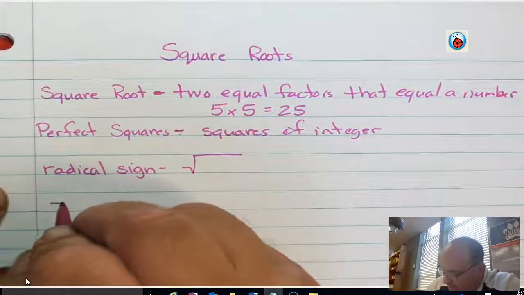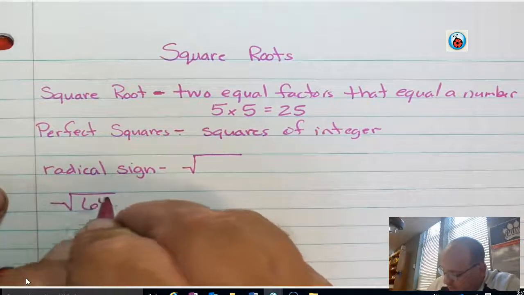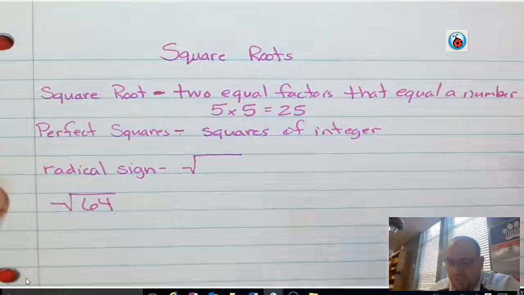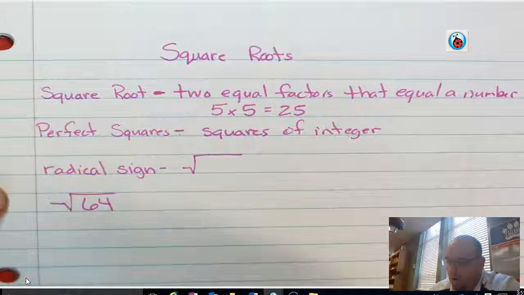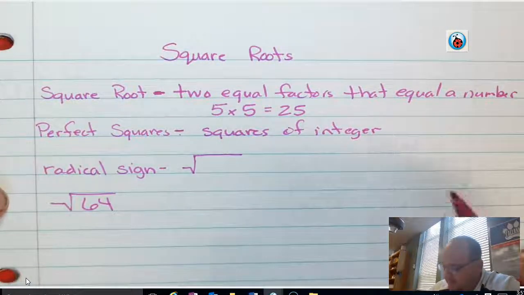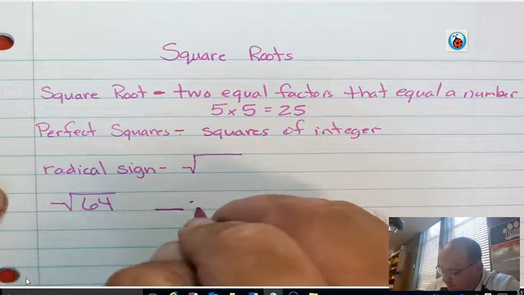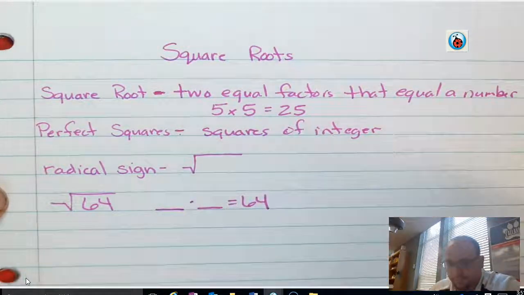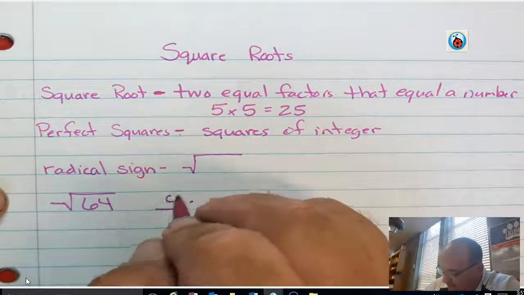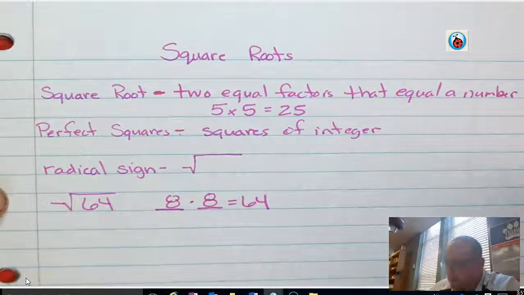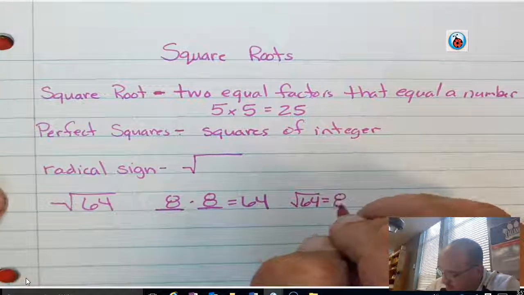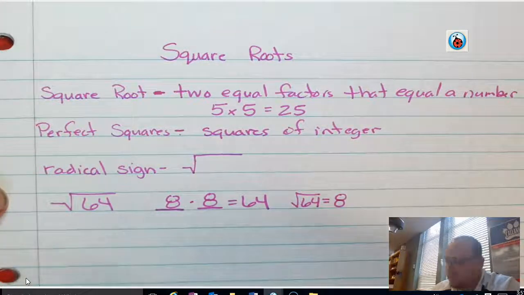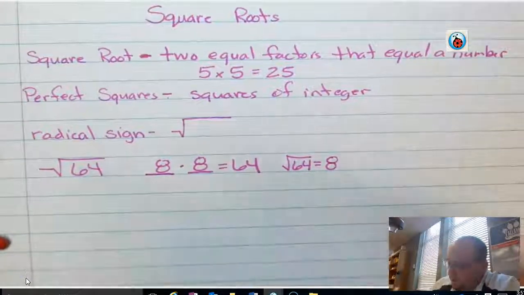So first example I have here is the square root of 64. If I use my calculator, I could punch in square root 64 and it would punch out what number times itself, or what 2 equal factors, would give you 64. I can also think about what number times itself will give me 64. Well, to answer that question, it's 8. 8 times 8 will give me 64. So I know that the square root of 64 is equal to 8, because 8 times 8 will give me 64.